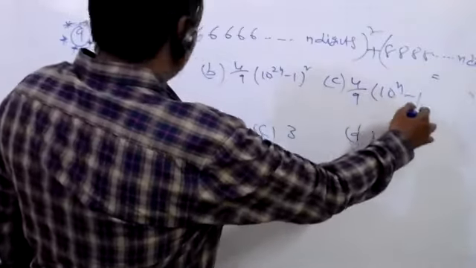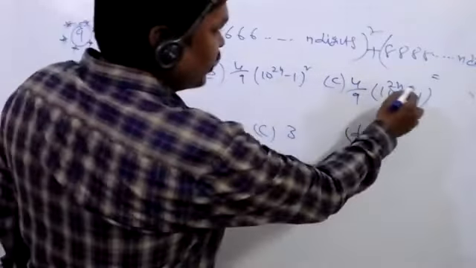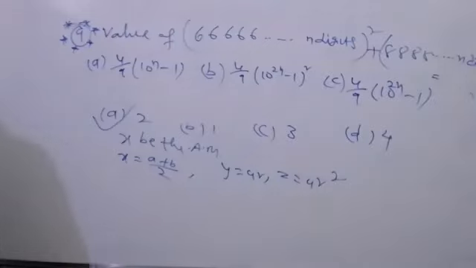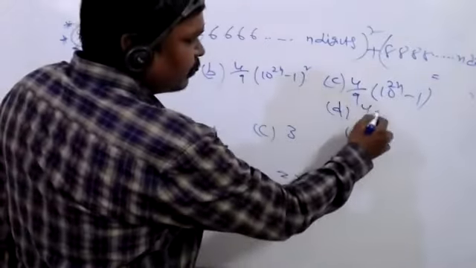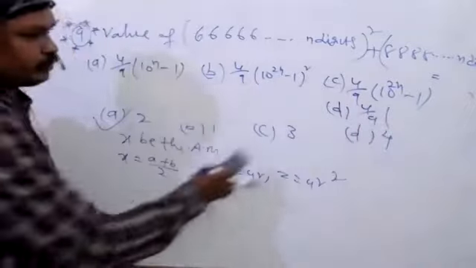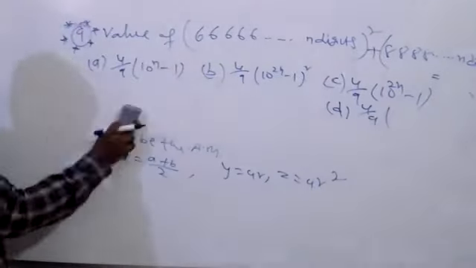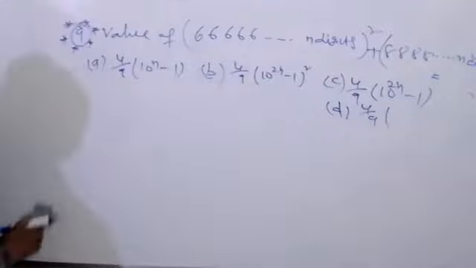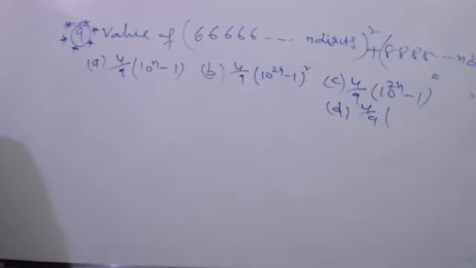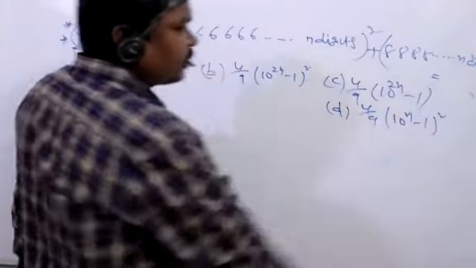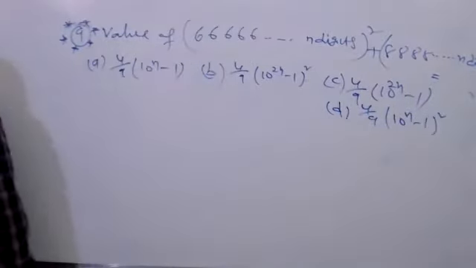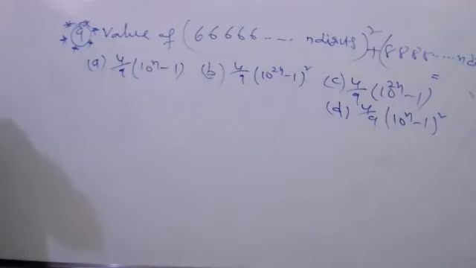10 to the power of n minus 1, 10 to the power of 2n minus 1, 4 by 9. Option D: 4 by 9 into 10 to the power of n minus 1, whole square. Important problem.